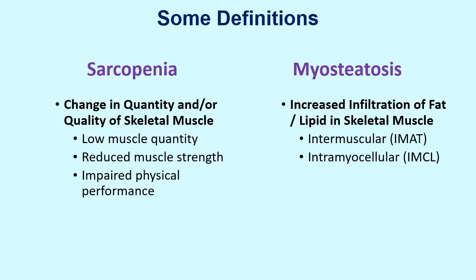So I want to distinguish between the state of sarcopenia in obesity and the state of myosteatosis in obesity. In sarcopenia, we have atrophy of muscle that affects the quantity, but also the quality with regard to strength, power, and function, leading to impaired physical performance. In myosteatosis, we have substantial amounts of fat infiltrating the skeletal muscle between muscle fibers and muscle bundles, and we also have lipid droplets within the cells themselves.